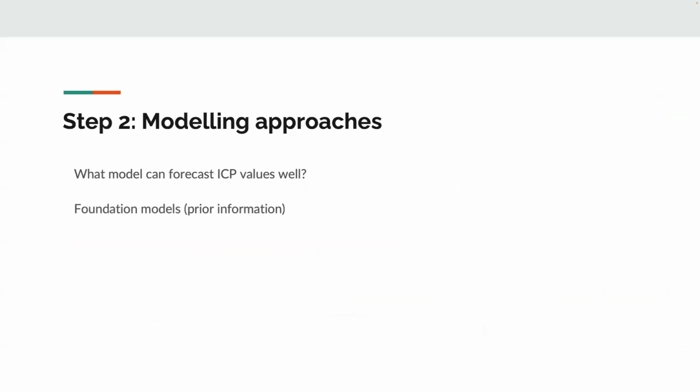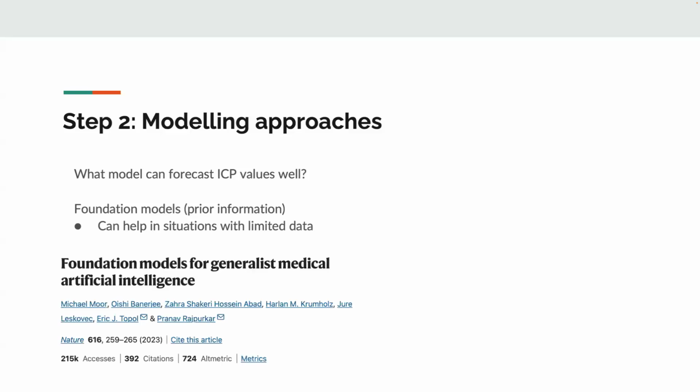So then what we came up with is the idea of using foundation models. These foundation models are pre-trained neural networks which have some prior information. If you think about it from a Bayesian perspective, the idea is that we would use an informative prior based on some other training procedure. And the nice thing about these foundation models is they can help in situations with limited data, which is our case. And actually, there's this really nice review paper in Nature where they talk about the benefits that foundation models can have in medical settings.